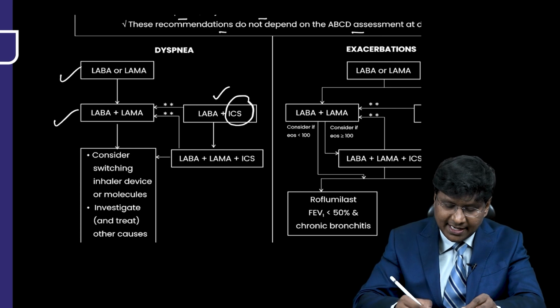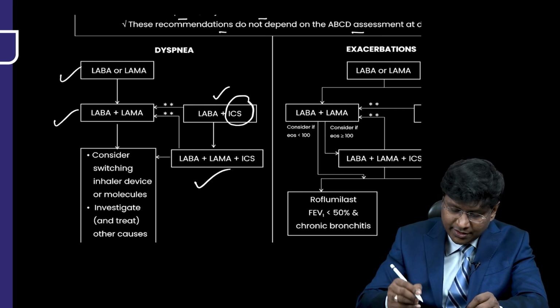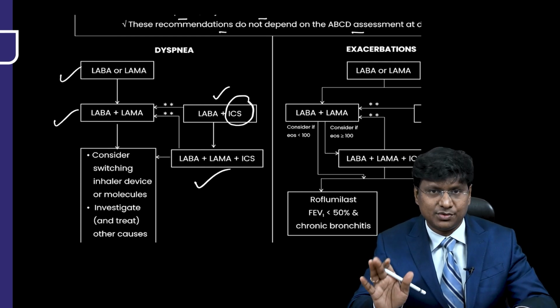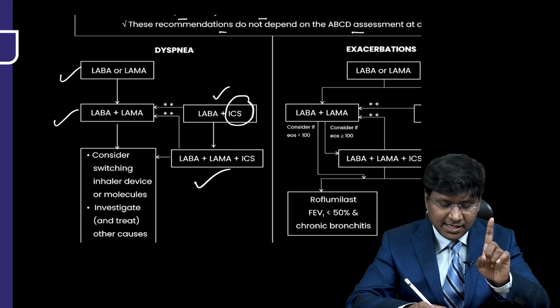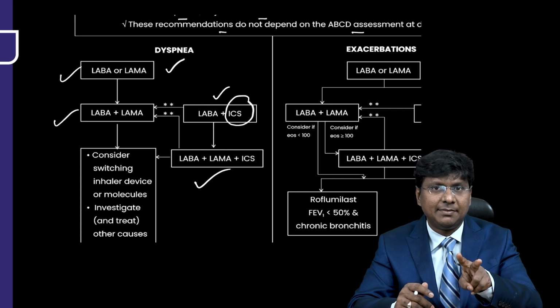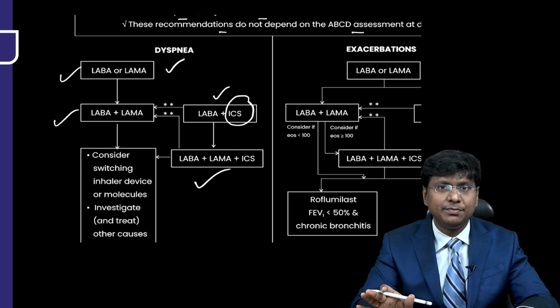Even with LABA and ICS, if the efficacy is not good, if the dyspnea is still there, then you need to give a triple combination therapy of LABA, LAMA, as well as the inhaled corticosteroids. But what are you starting with? Either LABA or LAMA. No improvement? Combine this LABA and LAMA, or ICS plus LABA. No improvement? Then the triple therapy should be given.